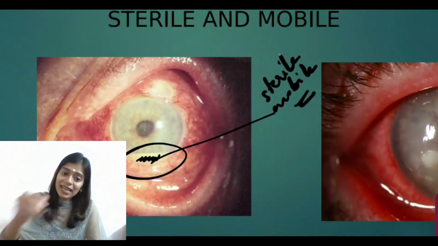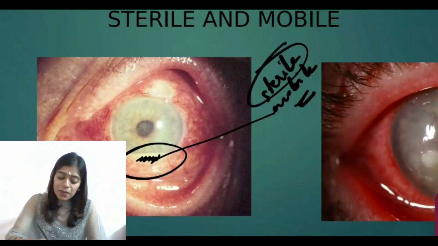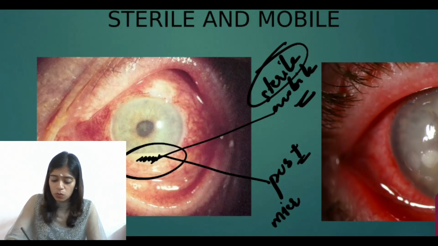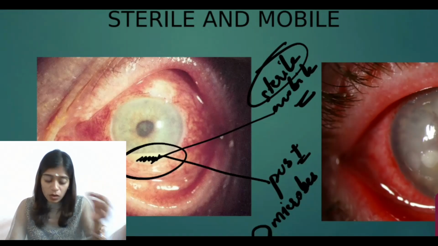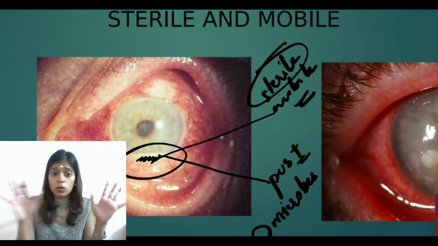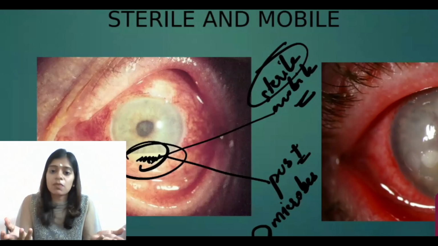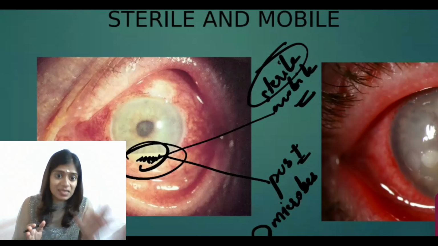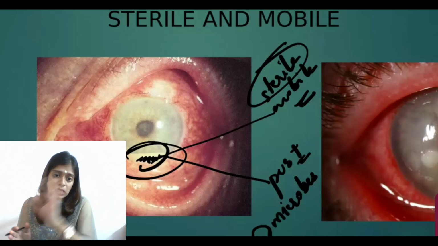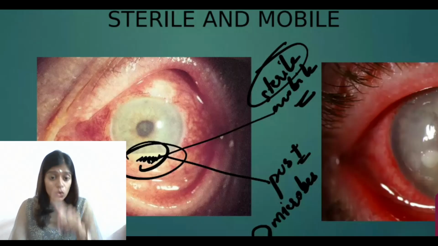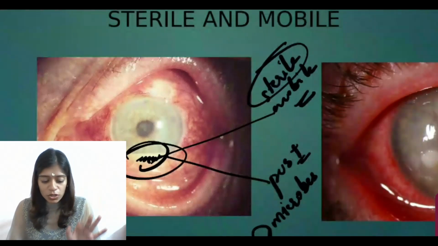And sterile: when you examine this hypopyon, there will be pus, but you won't be able to see microbes. You cannot see microorganisms in this yellowish fluid, but there is going to be pus. That is why we call it sterile, because you don't get to see microorganisms in this hypopyon. In bacterial corneal ulcer, the hypopyon shows no microorganisms, so I call it sterile. So this much understood? Alright.